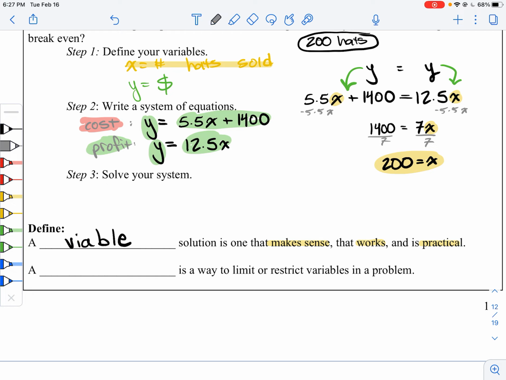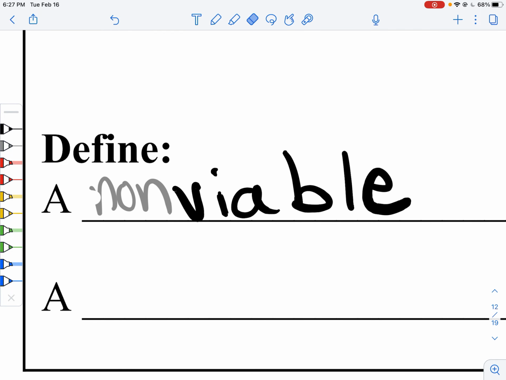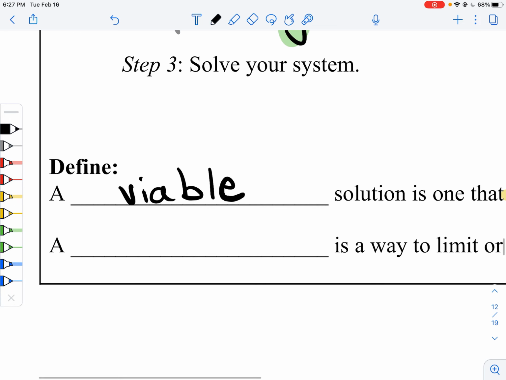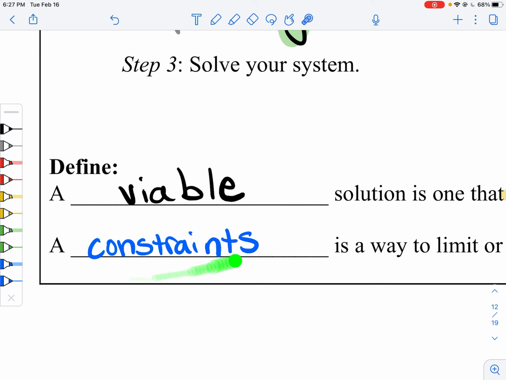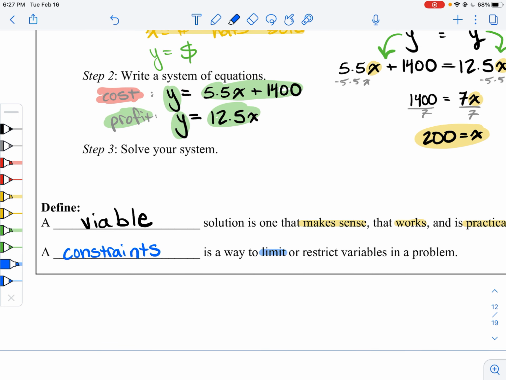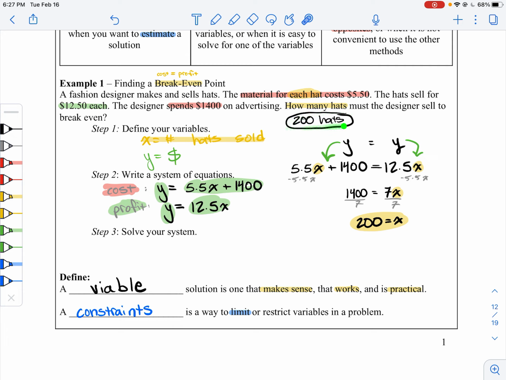Sometimes you have a non-viable solution. Non-viable means it does not work. We'll get there. In order to figure out what a viable solution should be, you need to set constraints. I'm going to make them blue because we haven't used blue yet. To constrain is to limit something. It's to hold it. It's to bound it. So constraints set a limit on your values, set a limit on your variables. Say, hey, it doesn't make sense, for example, to have negative hats. That doesn't work.